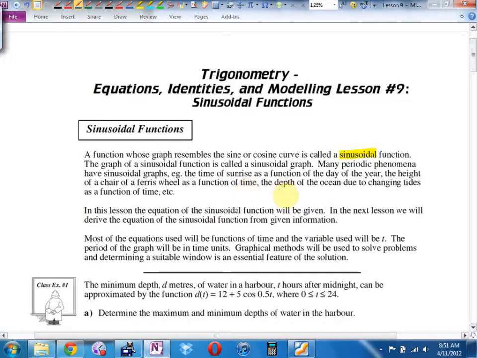Tides. Tide goes up, tide goes down. Those of you that are in my Physics 12 class from yesterday, alternating current. Current goes this way, current goes that way. There's all sorts of applications to trig functions. Lots of them. So we're going to look at a few.